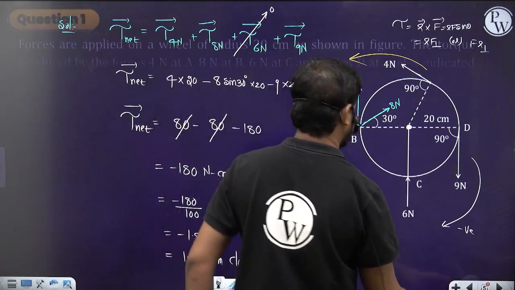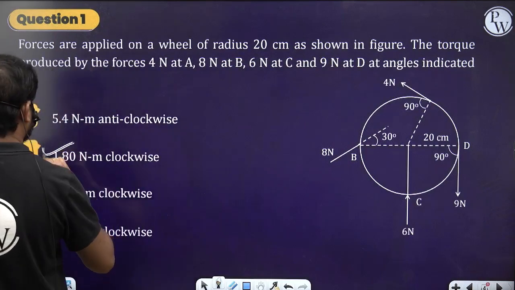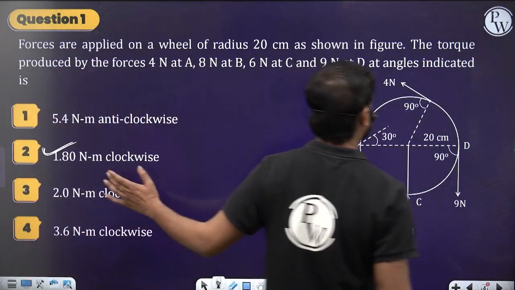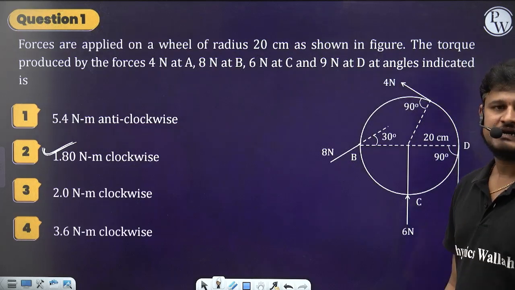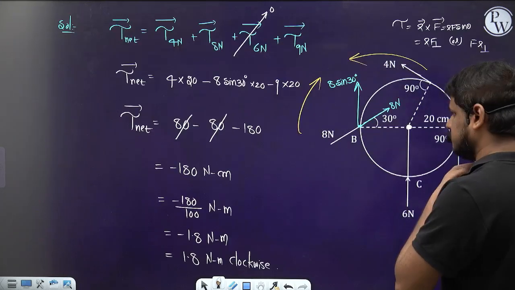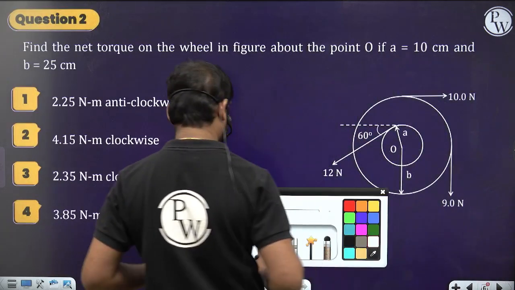Okay, clear guys? So 1.8, so option 2 is the correct one. So 1.8 Newton meters clockwise. Clear? Understood? Let's move further. So let's go for the next question, number 2.